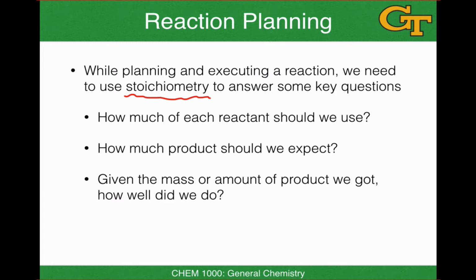How much, in terms of number of moles and thereby mass, of each reactant should we use is the first question. Second question, how much product should we expect given a certain amount of reactants, either a mass or a number of moles that we're starting with? And the third question, which is more related to the validation or the assessment of how well a reaction went, is given the amount or mass of a product that we got, how well did we do in the reaction?